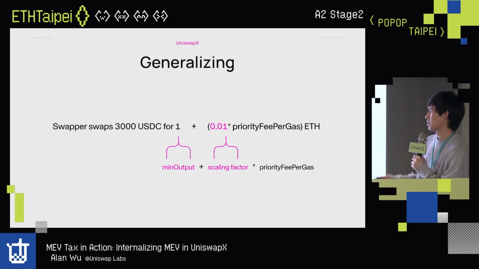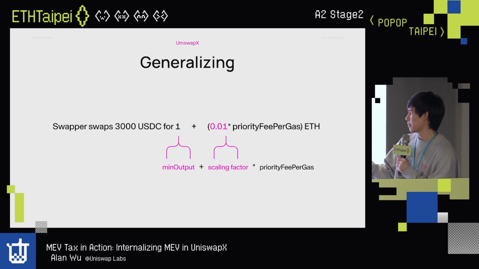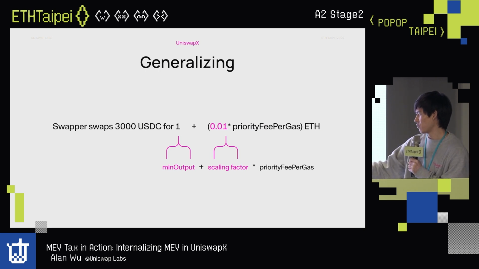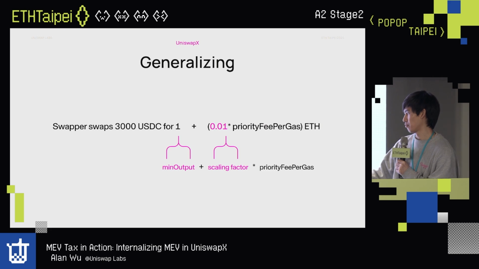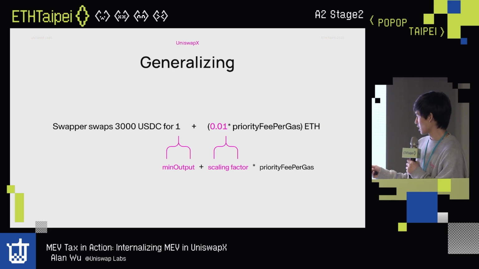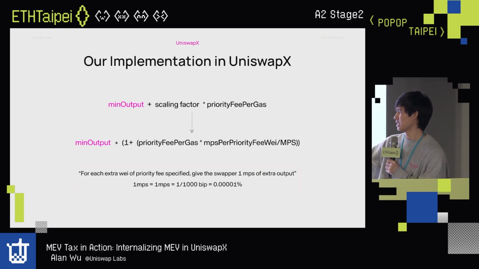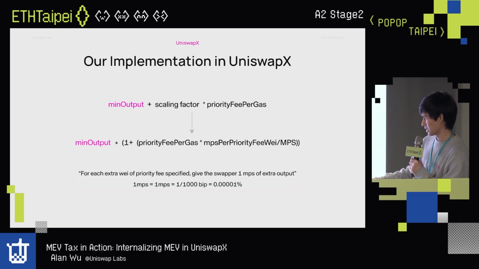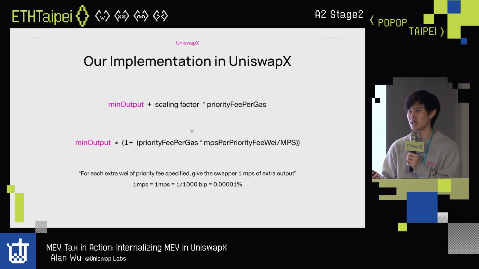Now let's go back to generalize our equation. Basically, the high-level concept is that a swapper is going to swap some asset for a minimum output plus a scaling factor multiplied by the priority fee used. So we end up with a pretty simple expression. And that approach works, but it's not optimal. This bottom expression is what we actually use in our smart contracts.